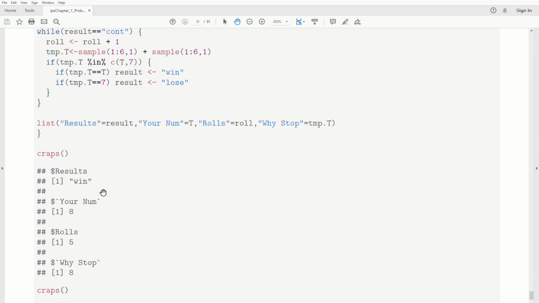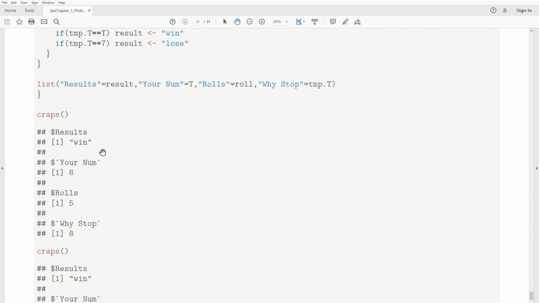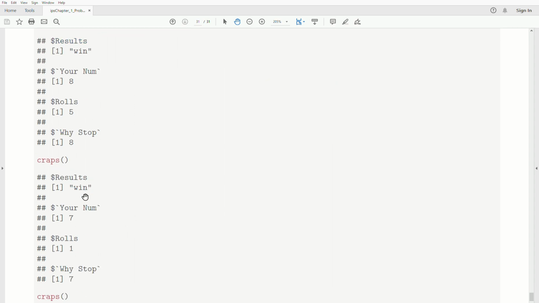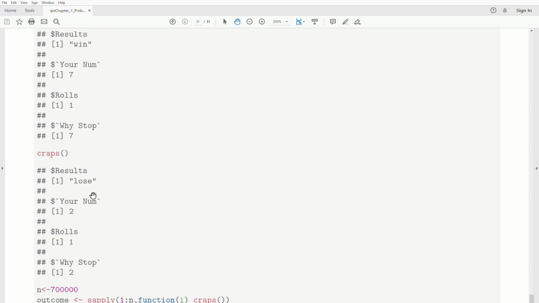So craps, it looks like we win. Our point was 8. It took 5 rolls and we stopped because we rolled an 8. That's why we won. Play again, we win. My number's 7, so that means, yeah, 1 roll, we won. We stopped because we rolled a 7. Here we lose. Our number's 2 on roll 1, and that's an instant loss. So that's why we stopped.